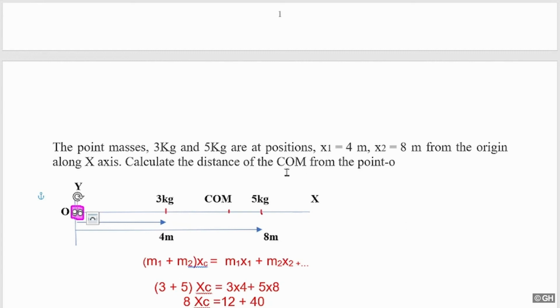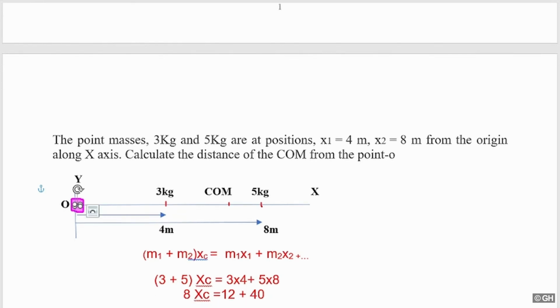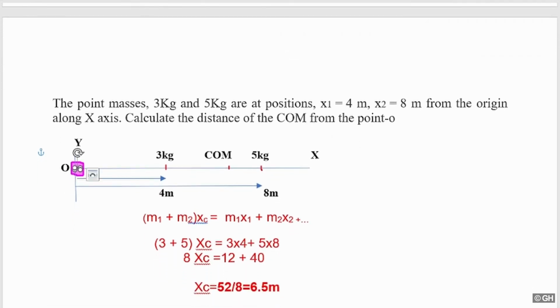So we are going to find the center of mass. What is the distance from here to here, xc? We just simply apply that formula. What is the formula? You don't have to remember it; we understand the procedure and method. What we do is m1x1 plus m2x2 plus and so on. That is the product of masses and distances equal to the total mass times the distance of the center of mass, xc. So (3 plus 5) xc equals 3 times 4, mass 3 and that distance 4, plus 5 kilogram times 8 meter distance.